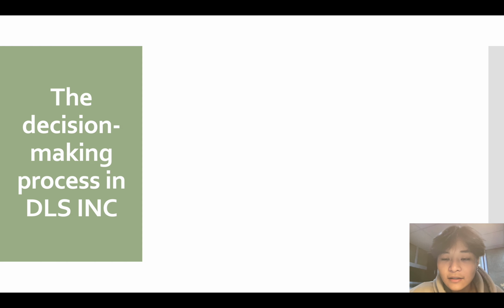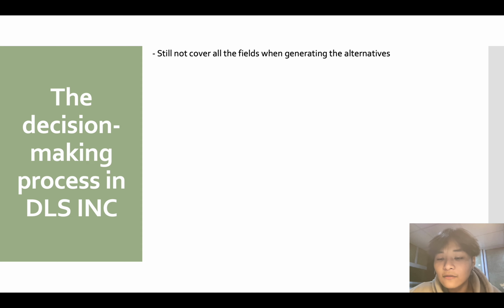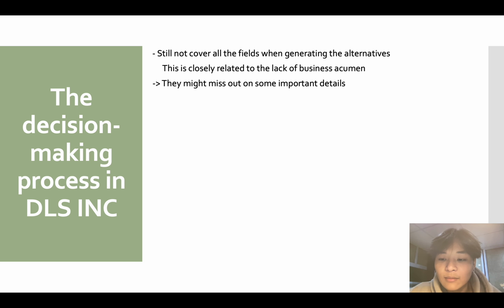The last weakness of WS Incorporation in the decision-making process is that they still do not cover all the fields of HR when generating the alternatives. This is closely related to the lack of business acumen that I have mentioned, because the employees don't fully understand the problem, so they are not aware of the impacts it may have on the company and on HR in particular. So they might miss out on some important details when coming up with solutions.